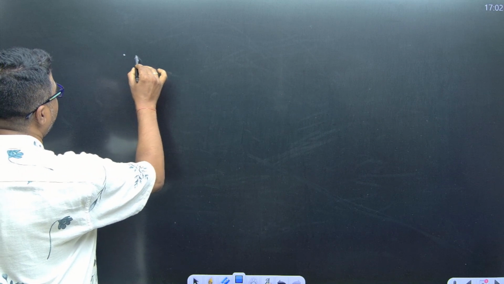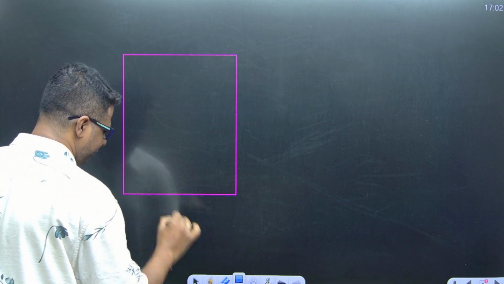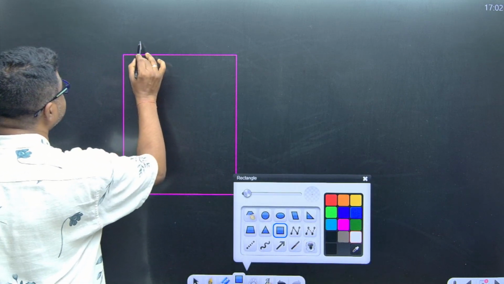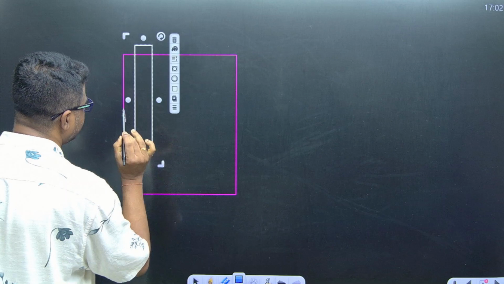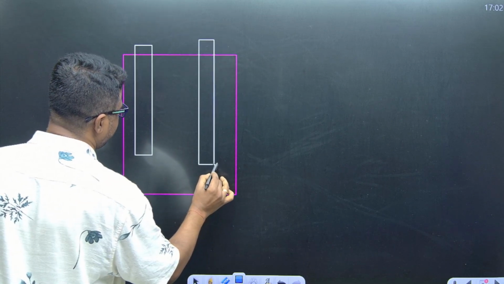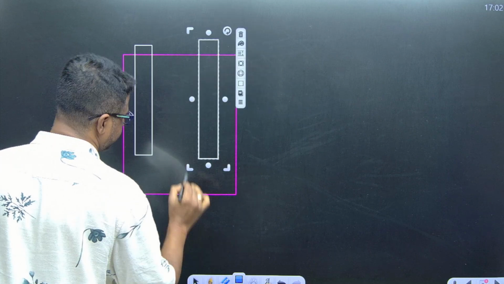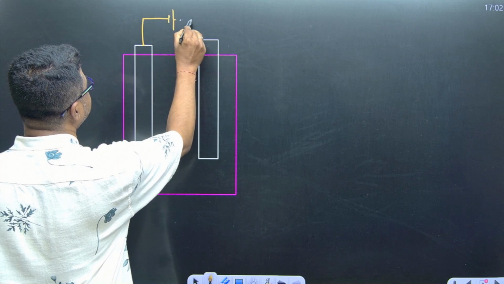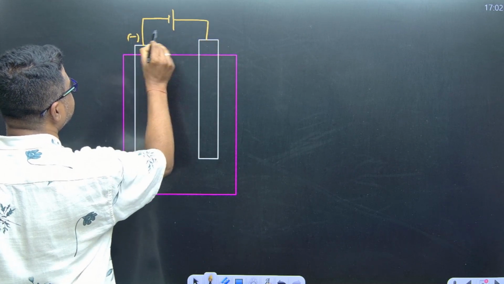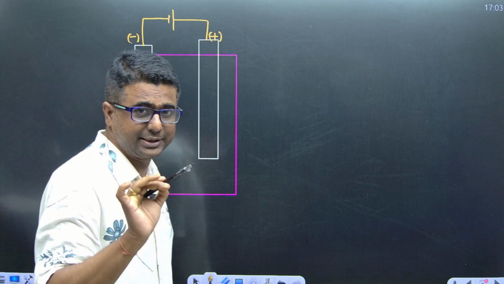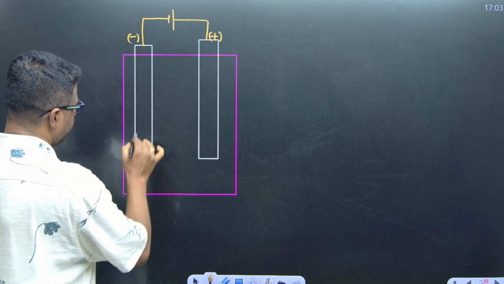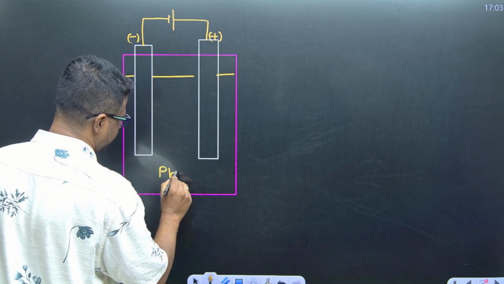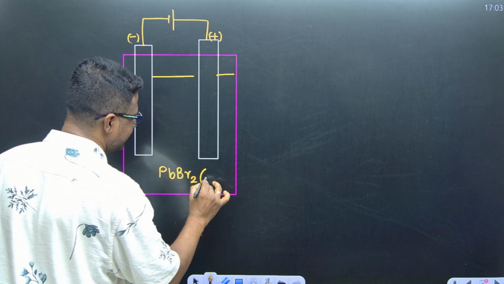So first of all, let us draw an electrolytic cell. Very simple electrolytic cell. Here is my cathode. Here is my anode. And I'll join this with the battery. So cathode is the negative electrode. Anode is the positive electrode, right? Now, in this, I have lead bromide. And this lead bromide is molten.